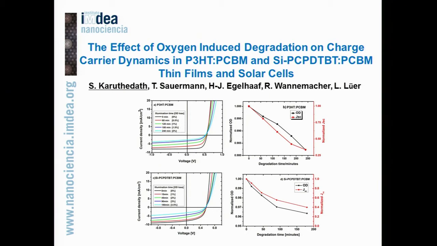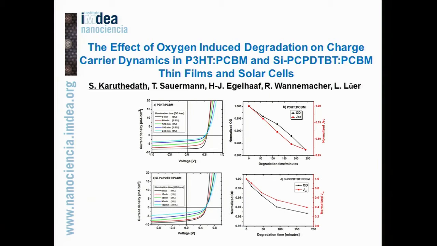If you consider the relative optical density loss from UV-visible spectra, it's very small. For P3HT:PCBM it is 2%, and for the silicon-PCPDTBT it is 3.5%. That means the devices are absorbing light as in the pristine case, but they are not generating, or we cannot extract, all the current produced by the device.